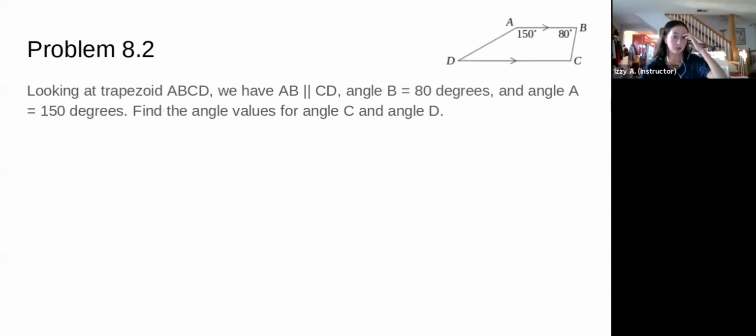Okay, so next we have problem 8.2. Looking at trapezoid ABCD, we have AB parallel to CD, angle B equals 80 degrees, and angle A equals 150 degrees. Find the angle values for angle C and angle D. Now, I'll leave this up here. If you guys want to take a guess as to what the answer is, you can go ahead and shout it out.